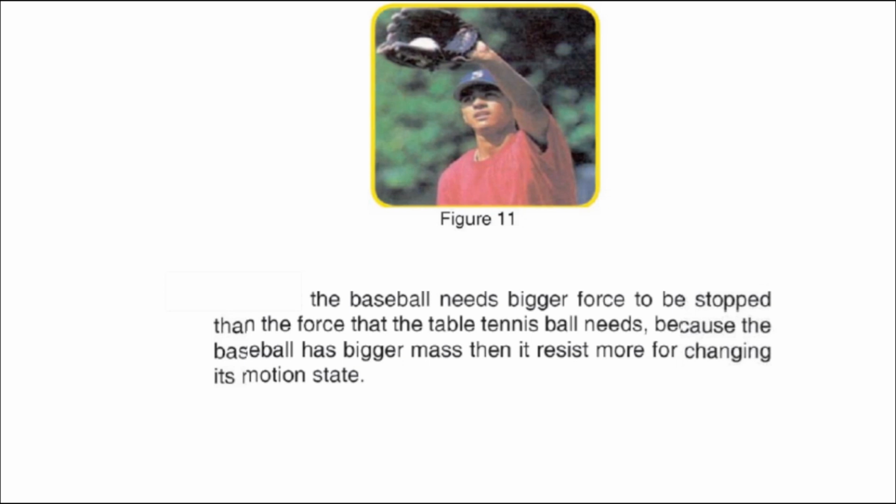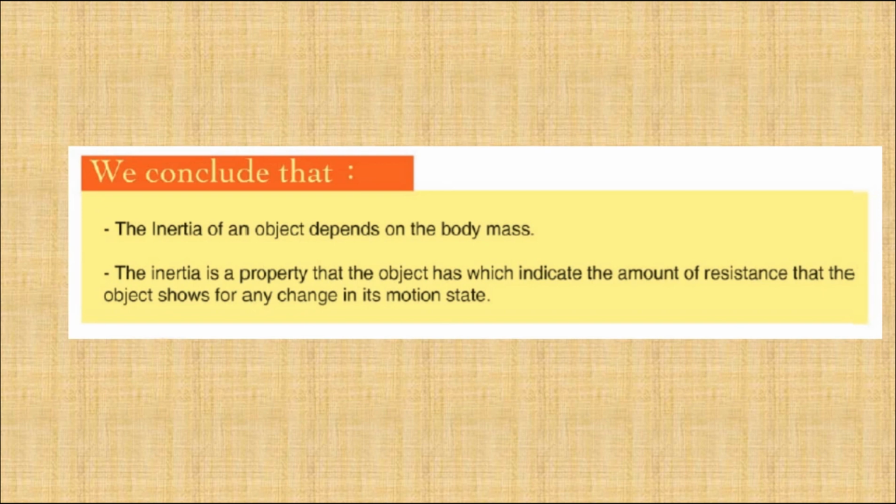Figure 11 shows a player catching a baseball. The baseball needs a bigger force to be stopped than the force that the table tennis ball needs, because the baseball has bigger mass. Then it resists more to changing its motion state, so the inertia depends on the mass of the object. We conclude that the inertia of an object depends on the body mass.